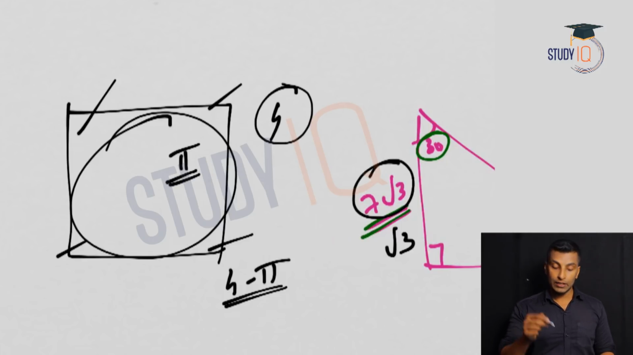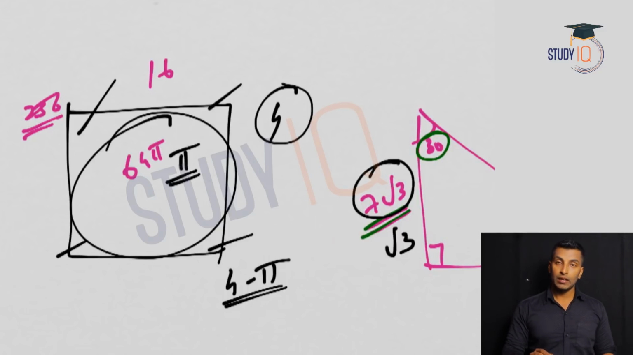4. If it is 4, what about if it is 16? Then this is going to be 256 as the total area. So this has to be 64 pi. So what is the cloth wasted? 256 minus 64 pi, like this.